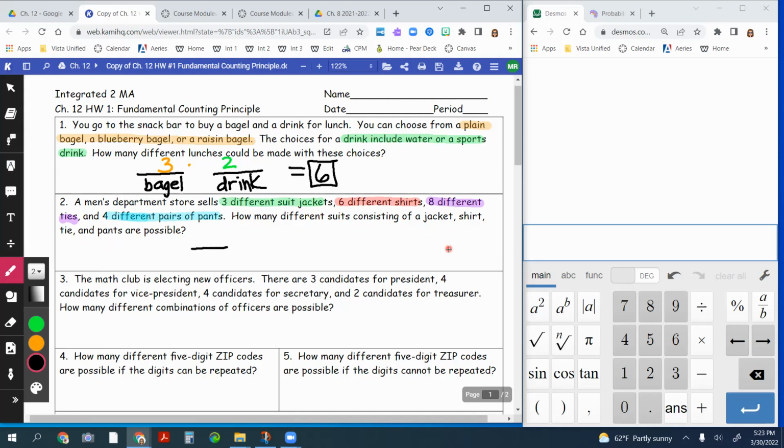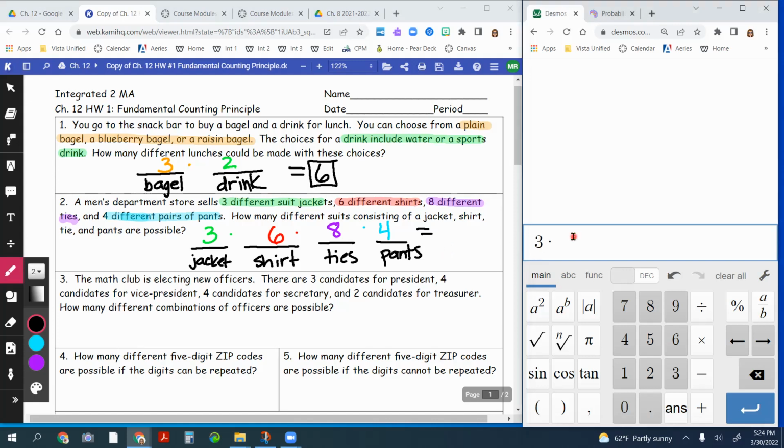So we have jackets, shirts, ties, and pants. We have three different jackets times six different shirts times eight different ties times four different pairs of pants. When we multiply that together, three times six times eight times four, we get 576 different outfits.